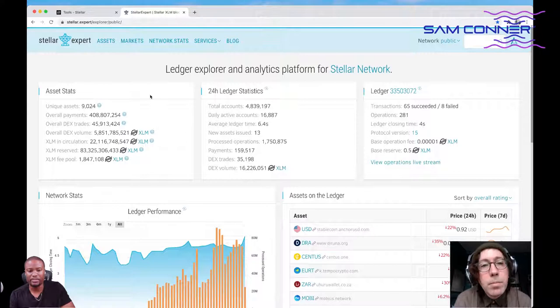The last question I have here is, so we talked about circulation. We understand the reserve pool. That's basically a locked account. And then we have the XLM fee pool. Can you describe what the fee pool is?